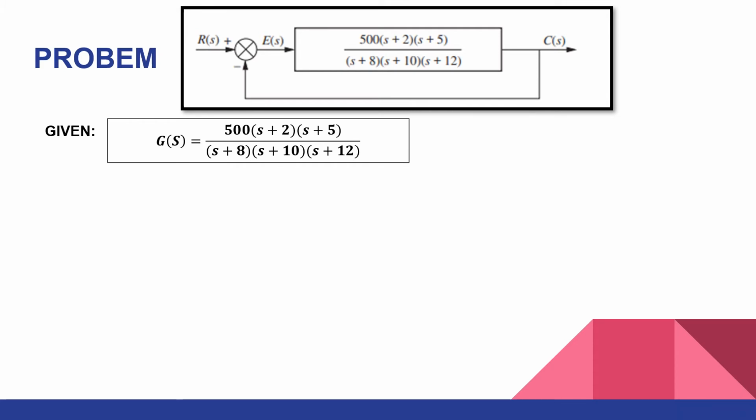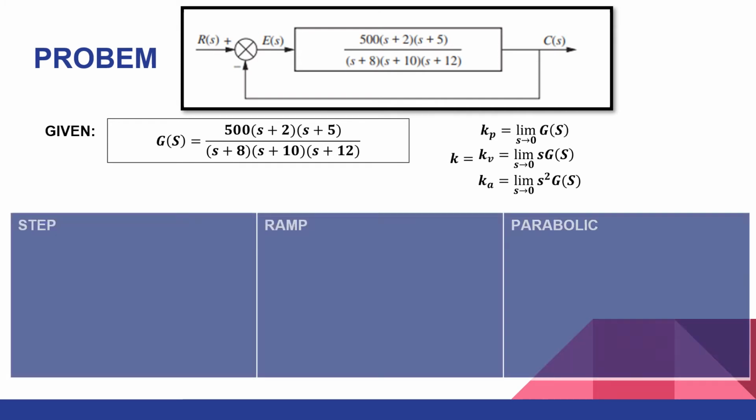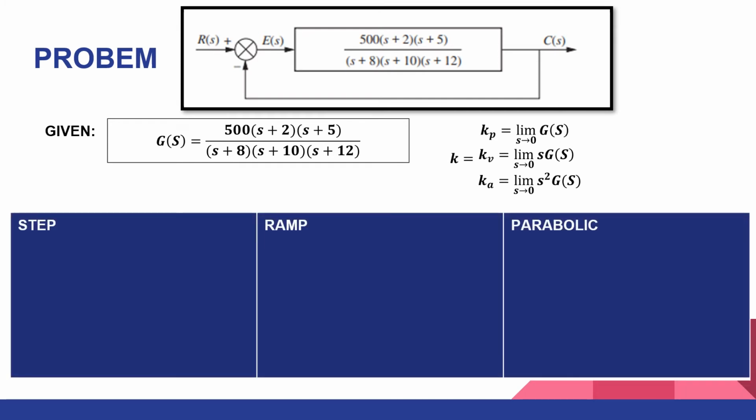Since we know already what we need to solve, in solving the constants there are also very specific formulas, especially using limits. For the step input, it is the limit of G(s) as s approaches 0. For ramp, it is the limit of sG(s) as s approaches 0, and for parabolic, it is the limit of s squared G(s) as s approaches 0. Since we know these formulas, we just need to apply them to our given G(s). So for the step input, Kp is equal to the limit of G(s) as s approaches 0.